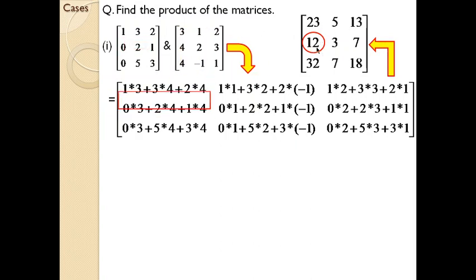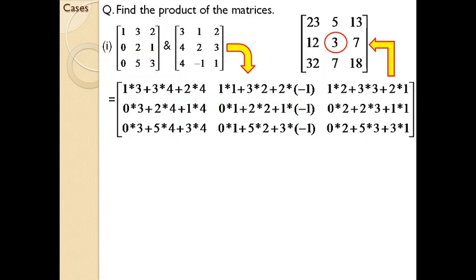Likewise, if you multiply the second row with the second column, you will get the next number. See, second row with the second column, you will get the next number. Just like that, the same steps which we have discussed earlier. 0 into 1, plus 2 into 2, plus 1 into minus 1. By solving these numbers within this red rectangle, you will get 3.